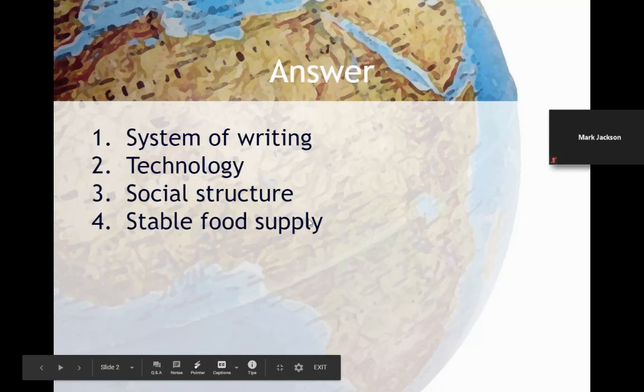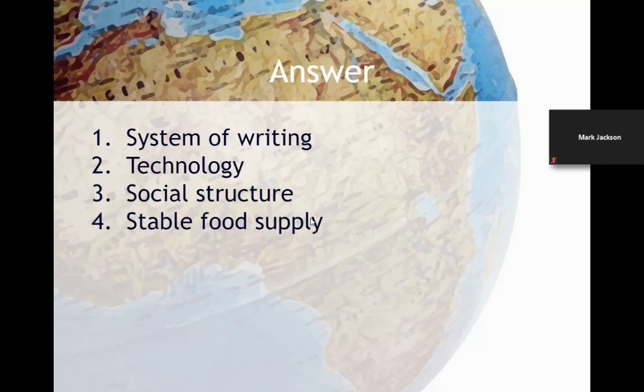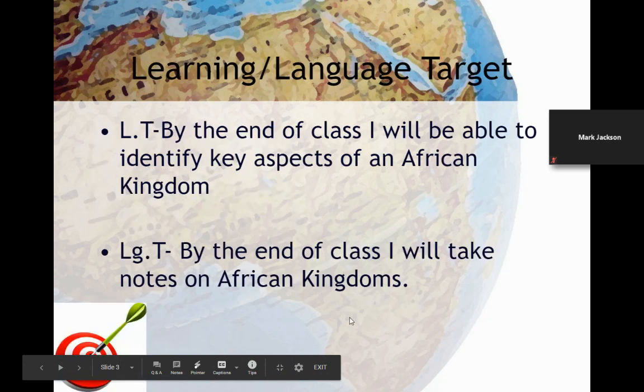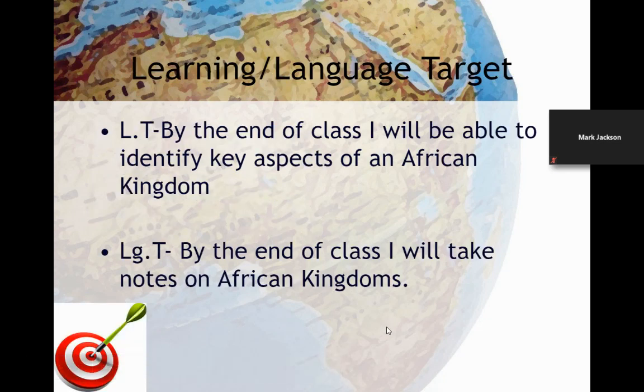Okay, so thinking back to sixth grade, what makes an advanced civilization is simply this. It's a system of writing, they have technology, they have a social structure, and a stable food supply. So keep those four things in mind as we move forward with today's lesson. Your objective today is by the end of class, you'll be able to identify key aspects of an African kingdom. And you'll be able to take notes on different African kingdoms.